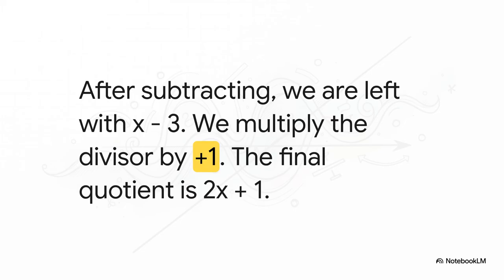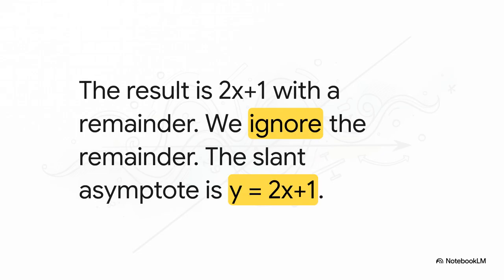We bring down the next term, the minus 3, so now we have x minus 3, and we just do it all over again. What do I multiply x by to get x? That's easy. It's just positive 1. So we put a plus 1 up top, and our final quotient is 2x plus 1. So we finished our division. We got a quotient of 2x plus 1 and a remainder of negative 5.